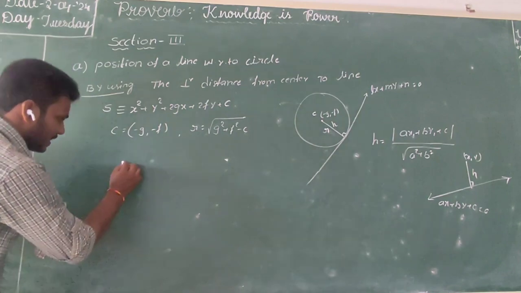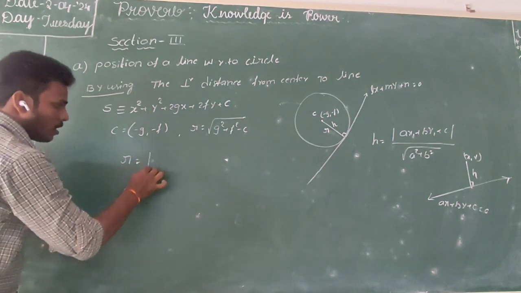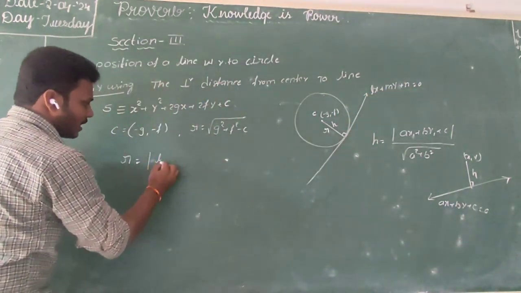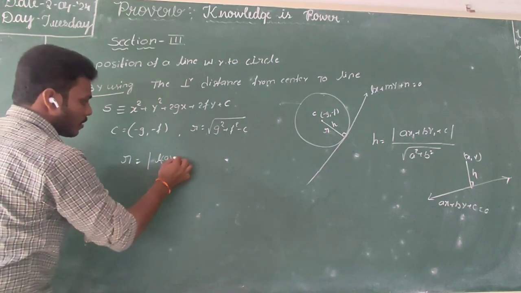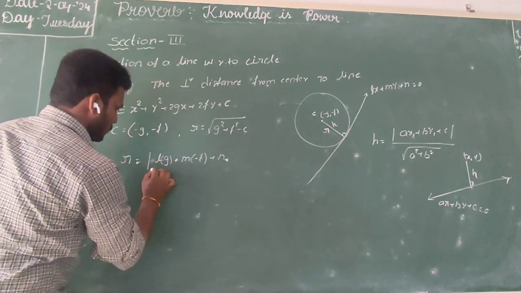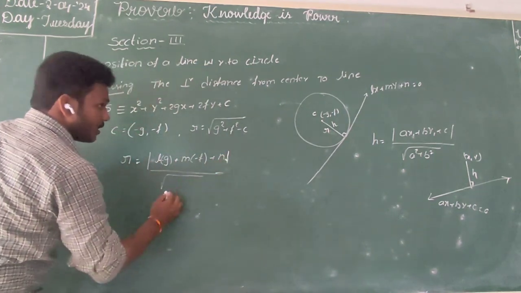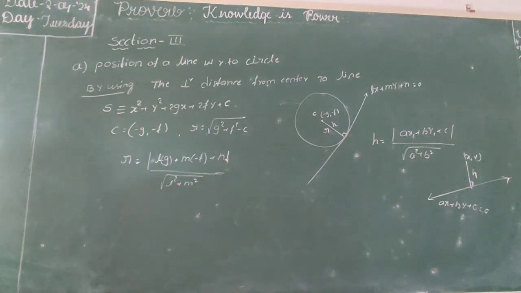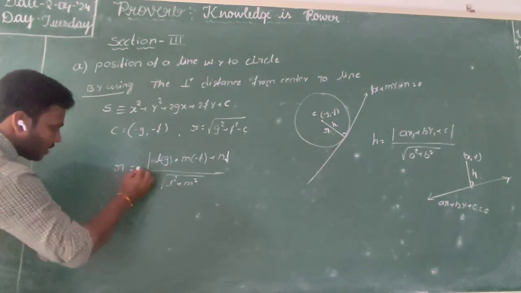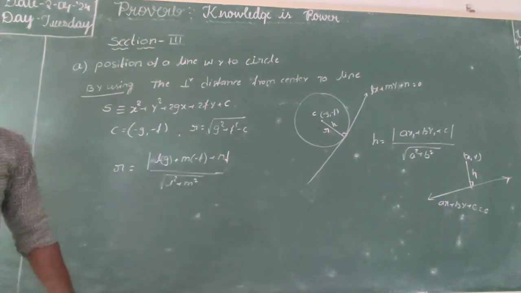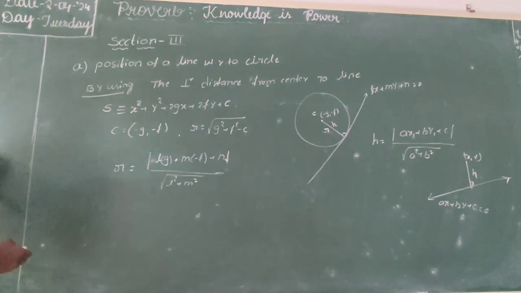So the radius is equal to mod of, here the line is Lx plus My plus N, so L into minus g plus M into minus f plus N, by root over L square plus M square. Now R is equal to that. But the radius of the circle we know by the formula: root over g square plus f square minus c. Just we can replace it here.